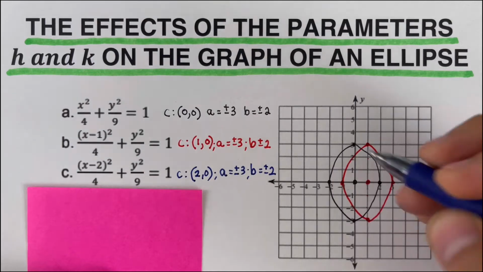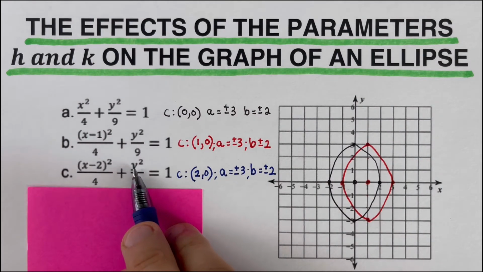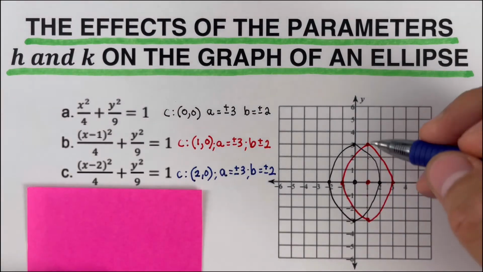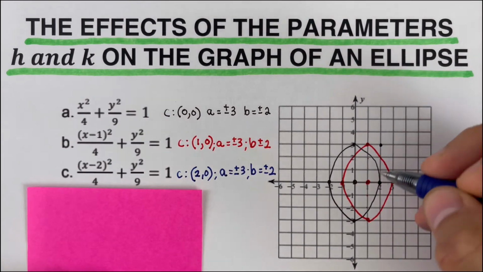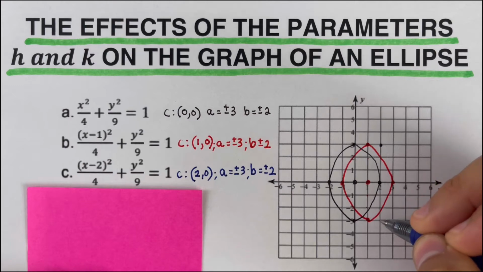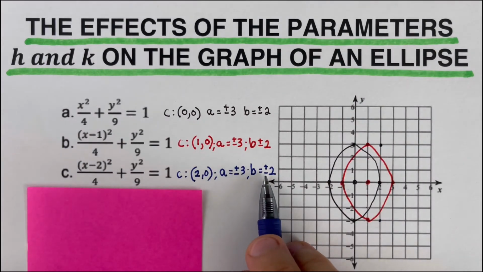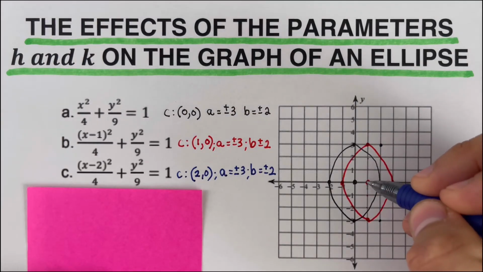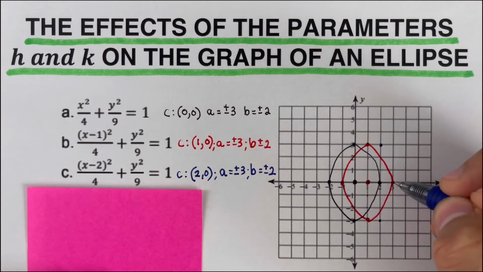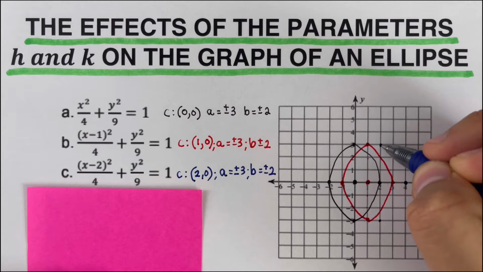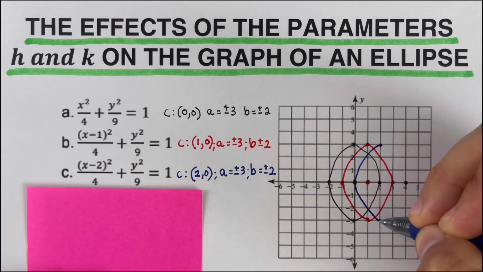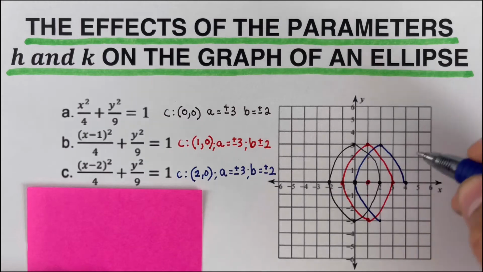And then since the major axis is the vertical line, we can go ahead and say we go up, down 3, 1, 2, 3, and then we go down 1, 2, 3, and then the co-vertex will be located left and right 2 from the center, 1, 2, and so that's going to be 1, 2, so it's going to be right here. So we can sketch the graph of the third equation.